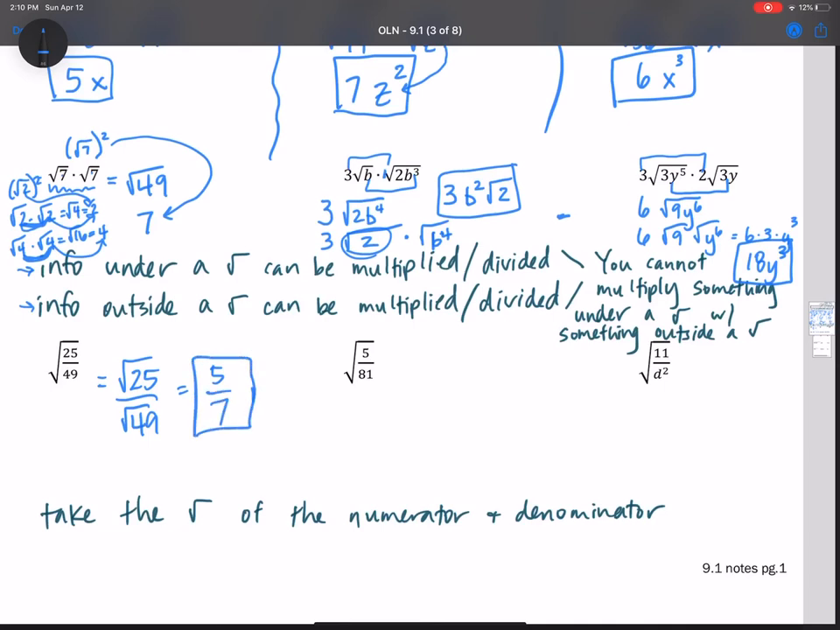Final answer. Moving one to the right, square root of 5 over the square root of 81 would be square root of 5 over 9. And lastly, the square root of 11 over the square root of d squared would be the square root of 11 over d. All right, that's all for this learning target.